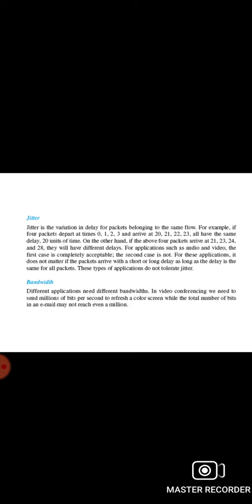And the fourth characteristic is bandwidth. Different applications need different bandwidth. In video conferencing, we need to send millions of bits of data to refresh a color screen, while the total number of bits in an email may not reach even a million. So based on the flow characteristics, we can classify flows into groups, with each group having similar levels of characteristics. The categorization is not formal or universal. Some protocols such as ATM have defined classes, as we'll see later.